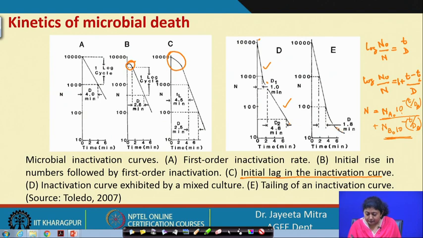Coming to the last plot, that is tailing of an inactivation curve, this is because if the number of microorganisms is very high, then towards the end of the logarithmic cycle it will follow, it will form a tail-like structure with increasing time. So, it can be avoided if the initial load of the microorganism can be reduced.